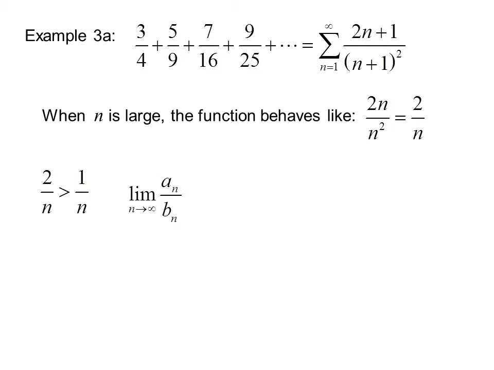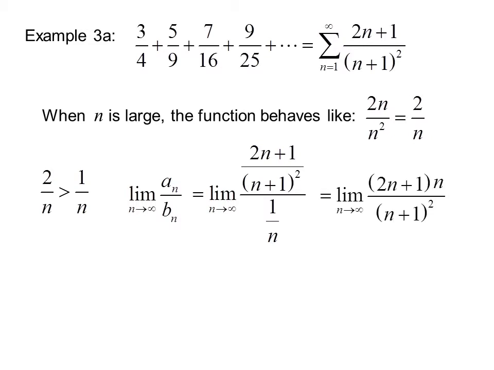If we take the limit as n goes to infinity of a sub n over b sub n, which equals the limit as n goes to infinity of our original series, 2n plus 1 over (n plus 1) squared, over 1 over n, we get the limit as n goes to infinity of (2n plus 1) times n over (n plus 1) squared, which is the limit as n goes to infinity of 2n squared plus n over n squared plus 2n plus 1, which equals 2.